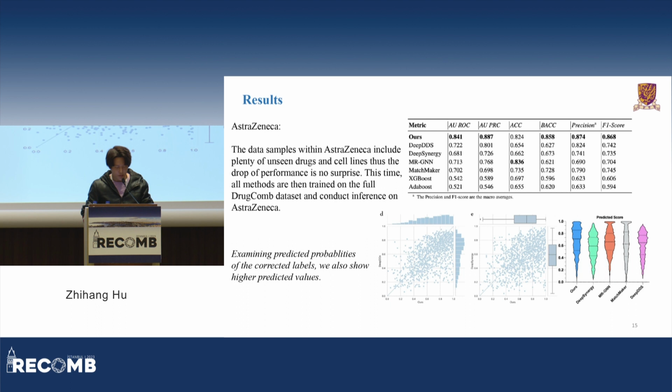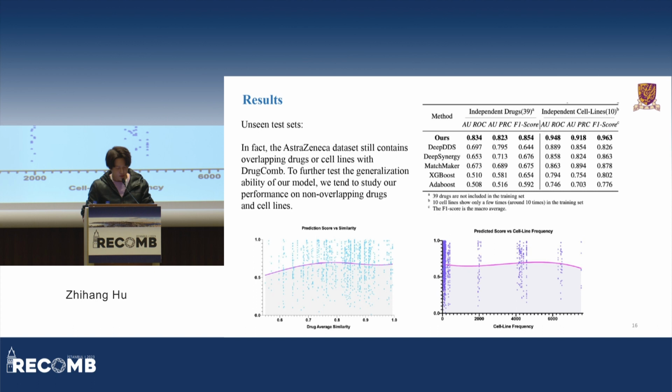Lastly, in fact, the AstraZeneca dataset still contains overlapping drugs or cell lines. So to further test the generalizability of our model, we filter out those interacted data in AstraZeneca and leave an unseen dataset for testing. The corresponding result is shown in the right table, and the accuracy is slightly lower than the results on AstraZeneca.